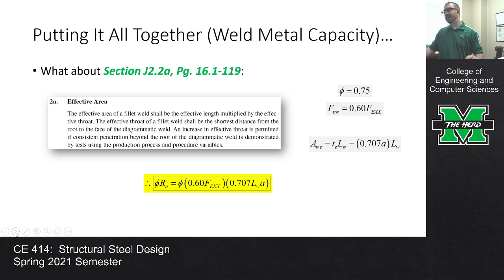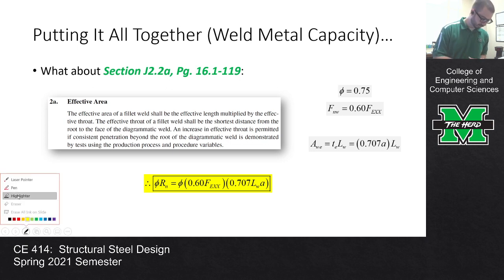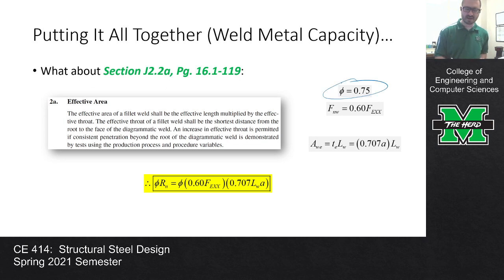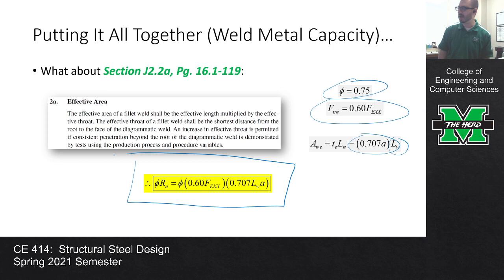So the effective area of a fillet weld shall be the length of the weld multiplied by the effective throat. Okay, so just to summarize, how do you compute the capacity of a fillet weld? Well, let's see. Phi is 0.75. The stress is 0.6 times the electrode strength. And the area is the length of the weld times 0.707A. Multiply that all together, boom. That's the capacity of a fillet weld.